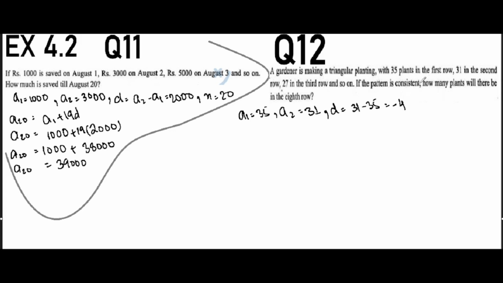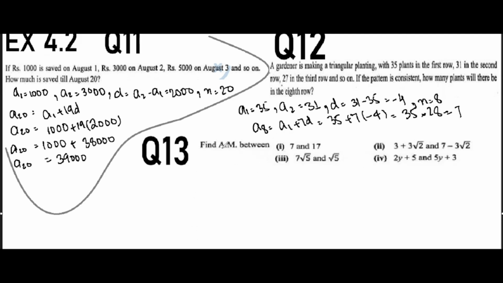Then we have, if the pattern is consistent, how many plants will there be in the 8th row? So N equals 8. We have to find A8, which is equal to A1 plus 7D. It is equal to A1, which is 35, plus 7 into D, which is minus 4. It is equal to 35 minus 7 4s are 28. So 35 minus 28 is 7.